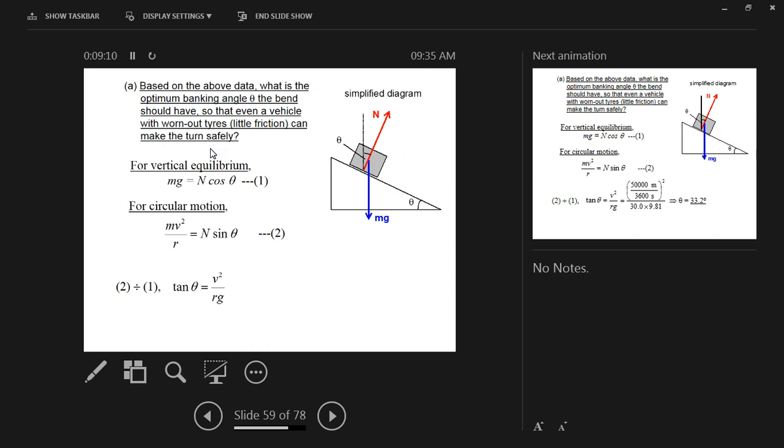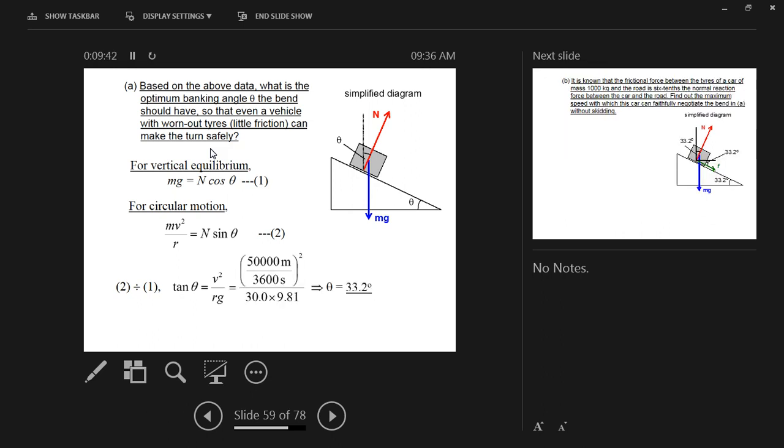If I take equation 2 divided by 1, which is the same as the previous examples, the previous two examples, we end up with tangent theta equals v squared over rg again. In some textbooks, they actually have this formula as an equation for you to recall, but I don't think you need to memorize it. You can always do vertical equilibrium, then horizontal, there will be circular motion, equate to centripetal force. You get this equation easily. Then from there, I substitute in. The speed is not given in meters per second, so you need to convert, and therefore the answer is 3.2 degrees. Very good.